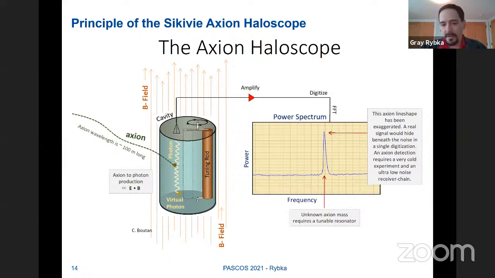And out of that amplifier, now you're looking at radio waves, and you can just plot a power spectrum, power versus frequency, and you're looking for a bump. And that bump says, hey, there's power coming into my cavity just from out there. And that's what you're looking for, an axion signal. And that signal, of course, is never going to be that good, but that's a nice enhanced plot there.